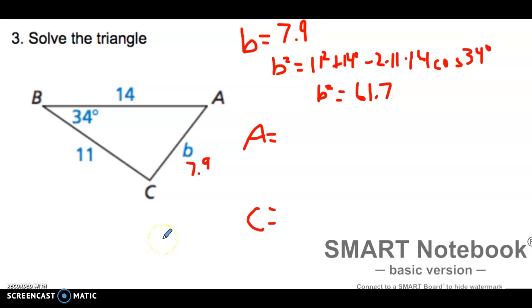Continuing on lesson 9.4, where we were on example number 3 in your notes, solving this triangle. We had already found B by using the law of cosines. Now I need to find angle A. Well, the good news here is I can use the law of sines to find angle A.